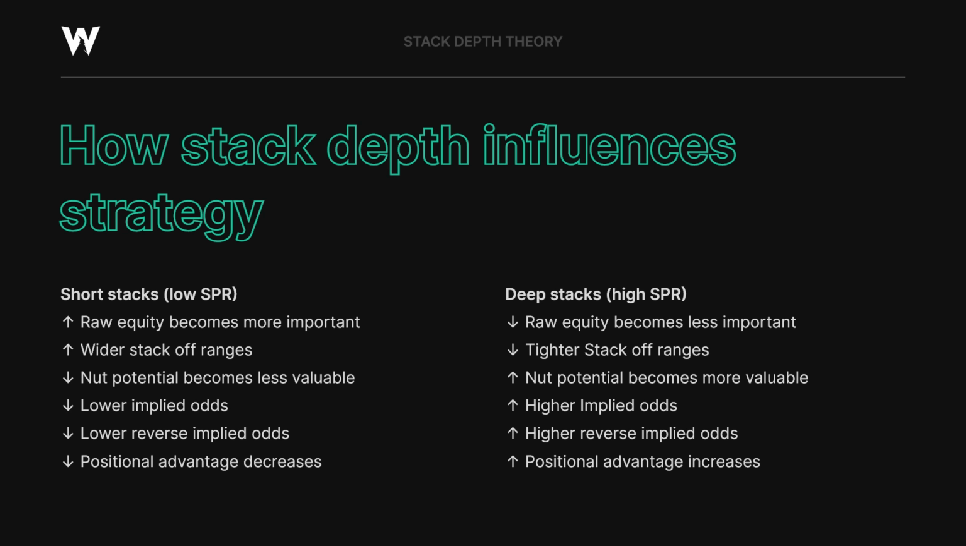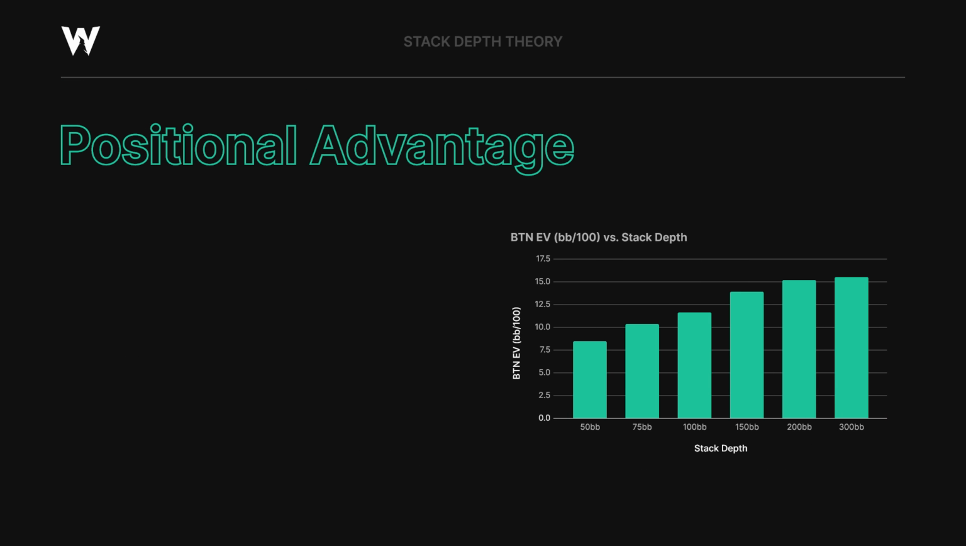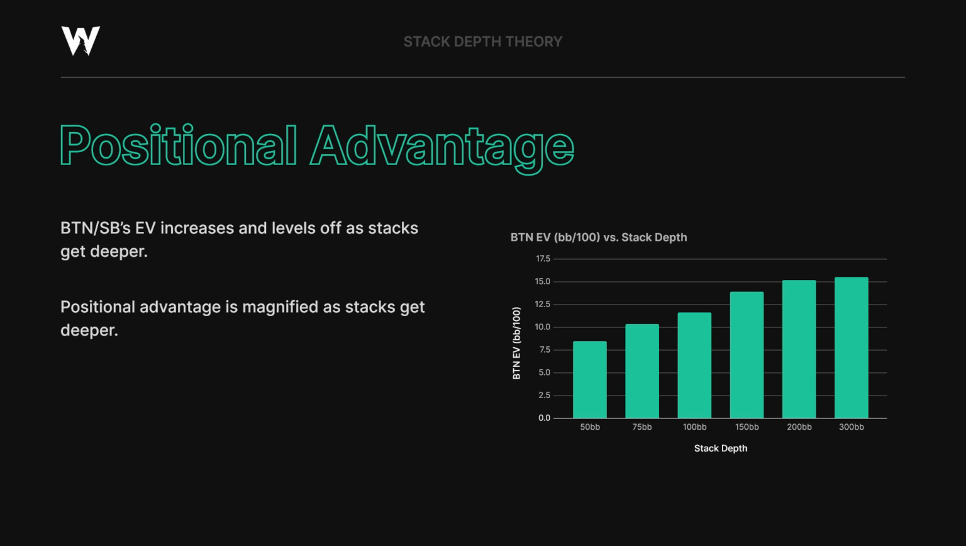That is to say, as you get deeper and deeper, the advantage it grants to the in-position player tends to get smaller and smaller. So let's look at positional advantage a little bit. This graph was taken from a heads up experiment I ran maybe a year ago. Essentially, it's just heads up cash, no rake, and the effective stack anywhere between 50 and 300 big blinds. And we can see that the in position player's EV increases as we increase the stack depth. So we can say the positional advantage is magnified as stacks get deeper.